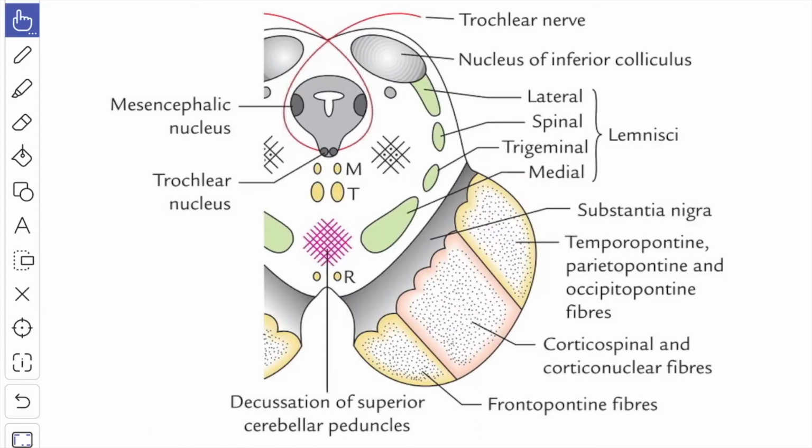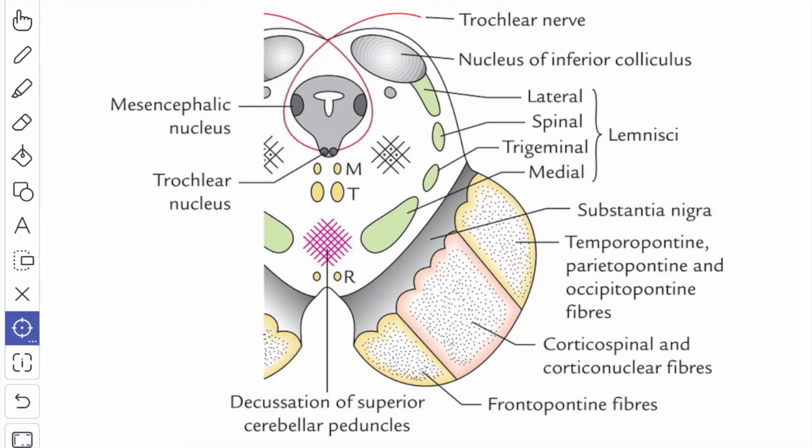Now we'll see the superficial origin of the trochlear nerve. So this is the trochlear nerve nucleus. From the nucleus, the nerve passes forward, downward and laterally and then winds backward around the central gray matter to decussate with the nerve of the opposite side. Here you can see the decussation of the trochlear nerve. The decussation takes place at the anterior medullary velum.